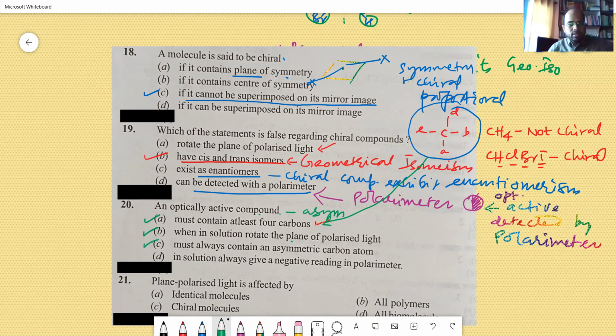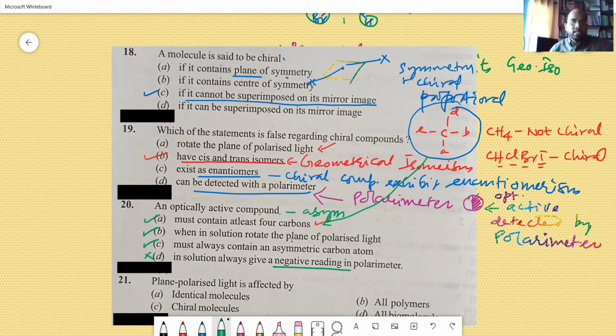In solution gives a negative reading in polarimeter. This is not true. There is no such thing as a negative reading in polarimeter. It just rotates the plane polarized light. So the answer is that an optically active compound in solution gives a negative reading in polarimeter. Almost these two are right, but this is the one that is wrong, because there's nothing like a negative reading.